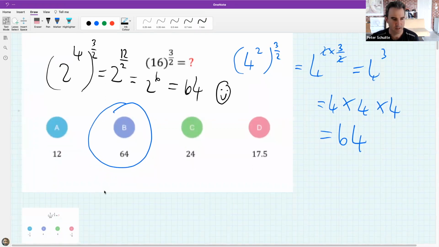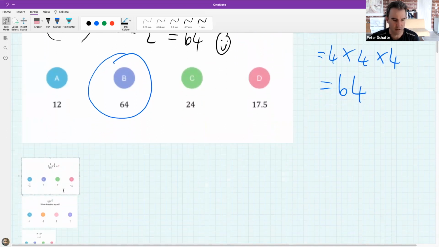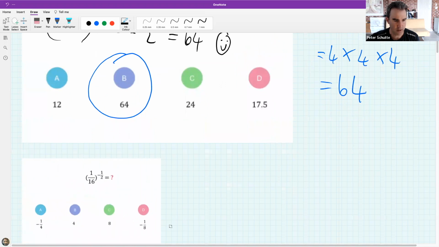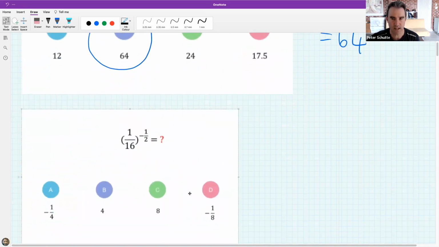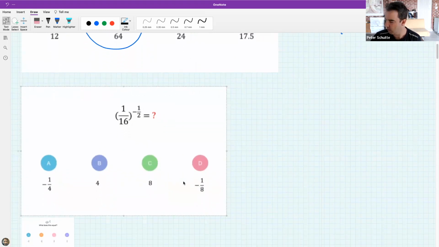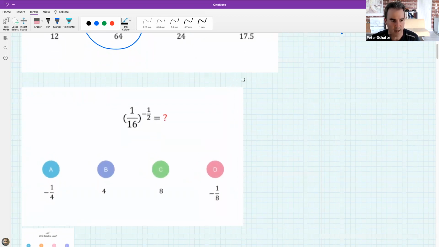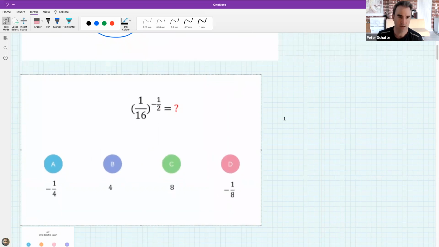Well done. Since you guys are smashing this, let's do another one. I'll upgrade it a little bit. I'll make it a little bit trickier. I'll leave the answer. And while you're doing that, everyone, if you have a question, you can pop your hand up. Now's a great time to chat while everyone is thinking about this problem. So this is 1/16 to the power of -1/2.